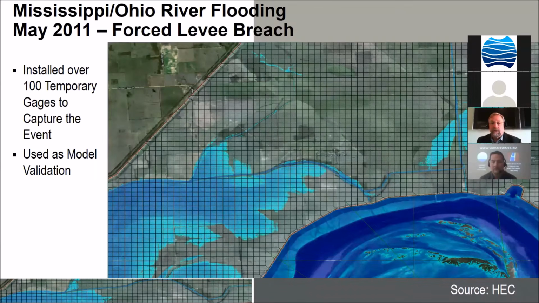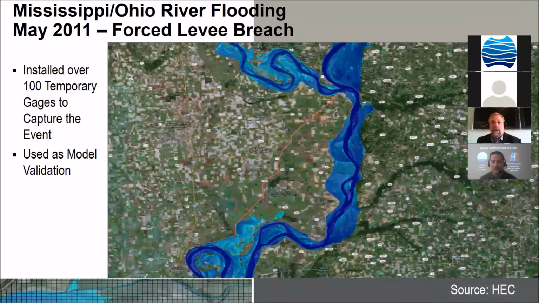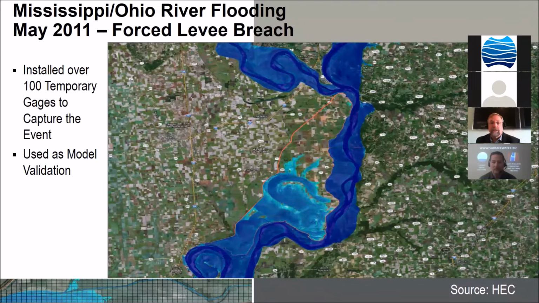This was used as a validation of the early version of the HEC-RAS 2D code in 2011. They also installed temporary gauges to capture the event and compare those against the simulation, with great success. The results were very close to the simulated version of the particular exercise.